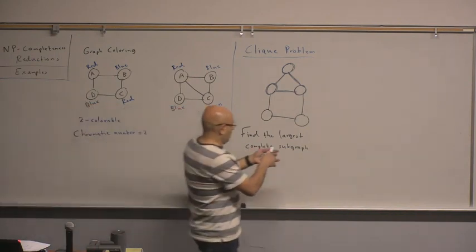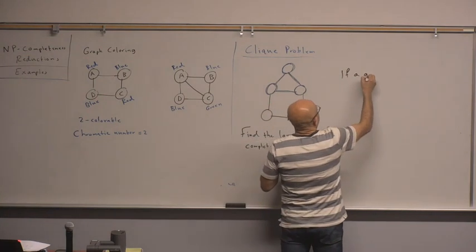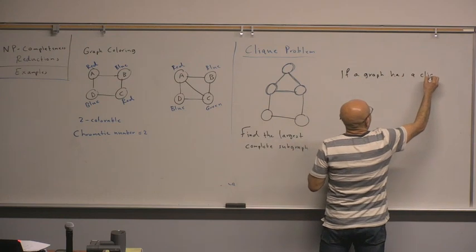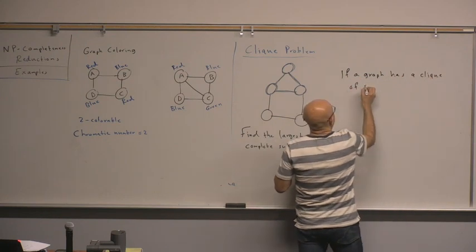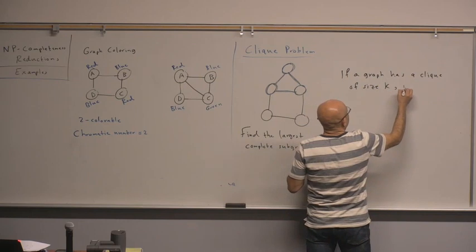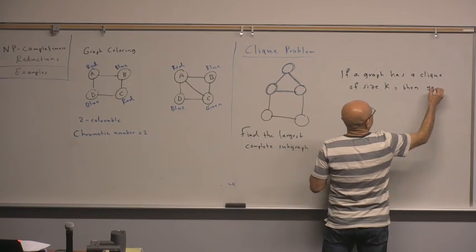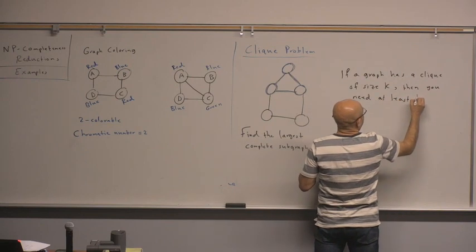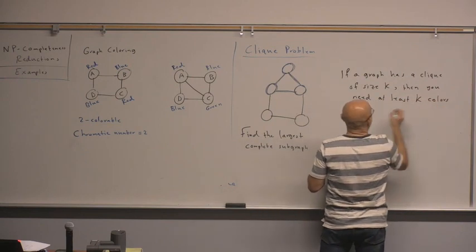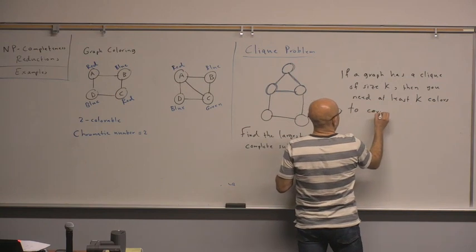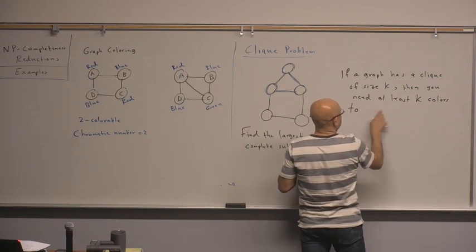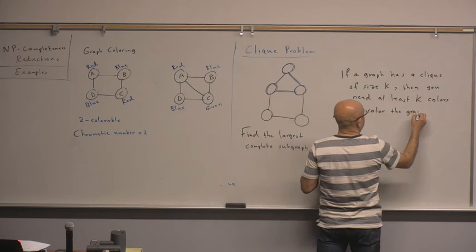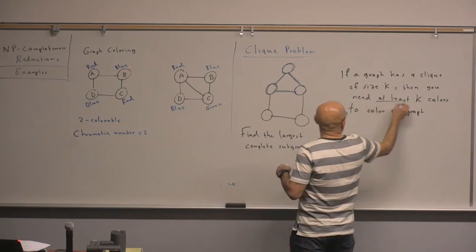Okay. So if a graph has a clique of size k, then you need at least k colors to color the graph. Of course, it could be greater than k. At least k.